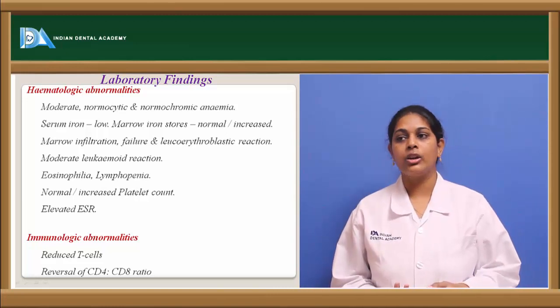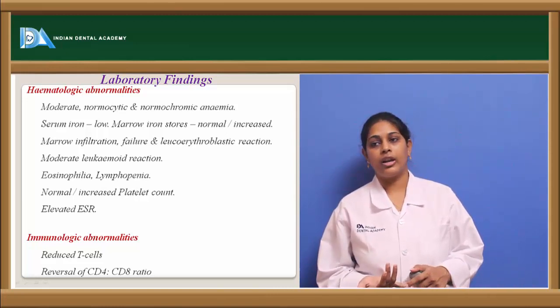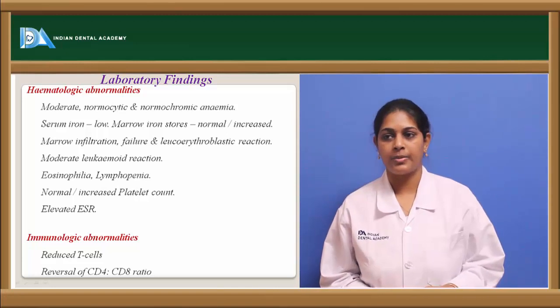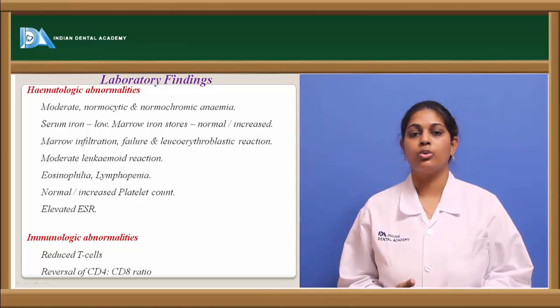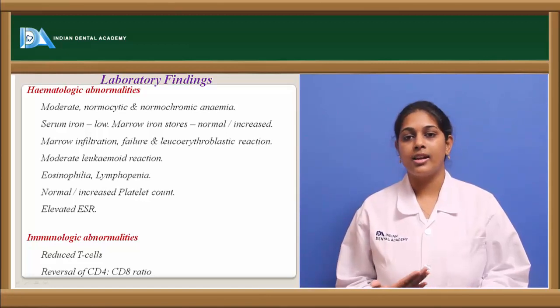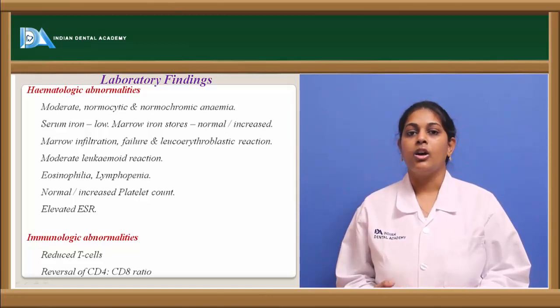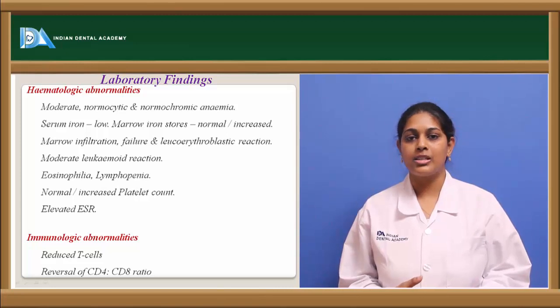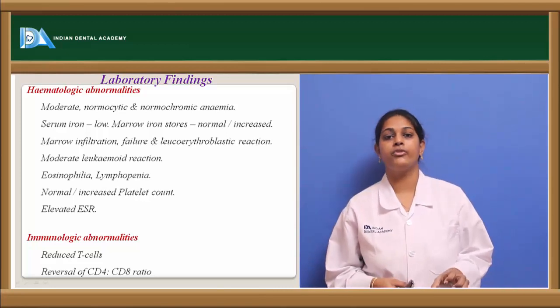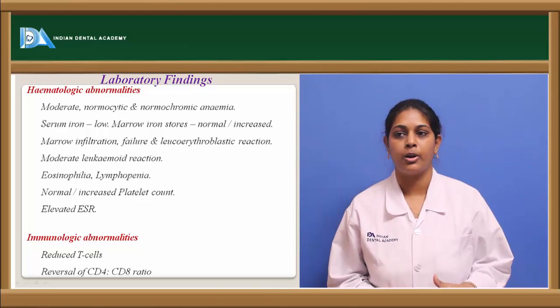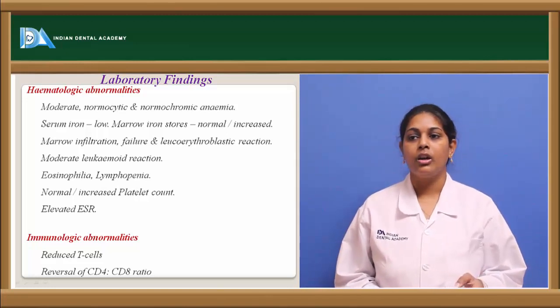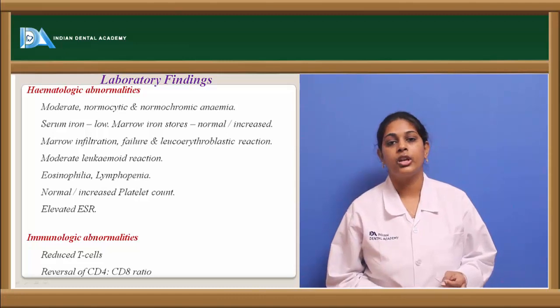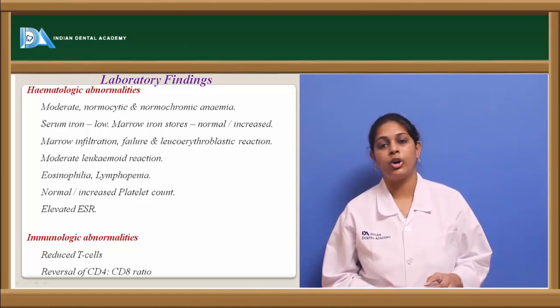And there is also marrow failure and a leukoerythroblastic reaction that can be seen. That is, the marrow can fail to produce other cells because of the presence of an abnormal or altered population of lymphocytes, in conditions like lymphocyte predominant Hodgkin's lymphoma. Then we also see a leukemoid reaction, which is of moderate level, and Hodgkin's lymphoma is also associated with certain infections.